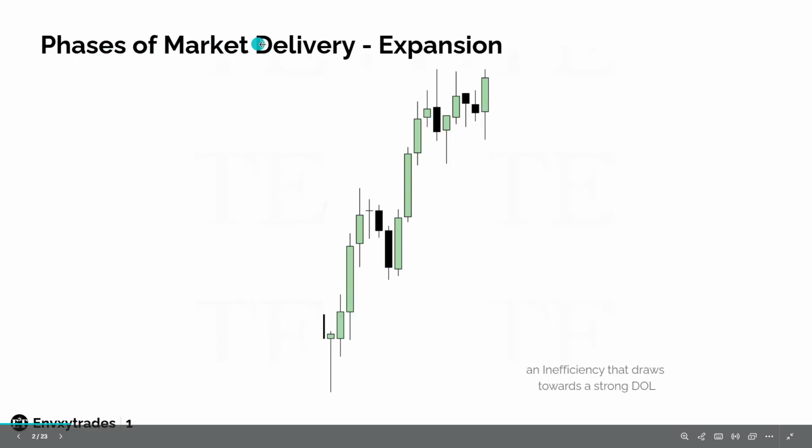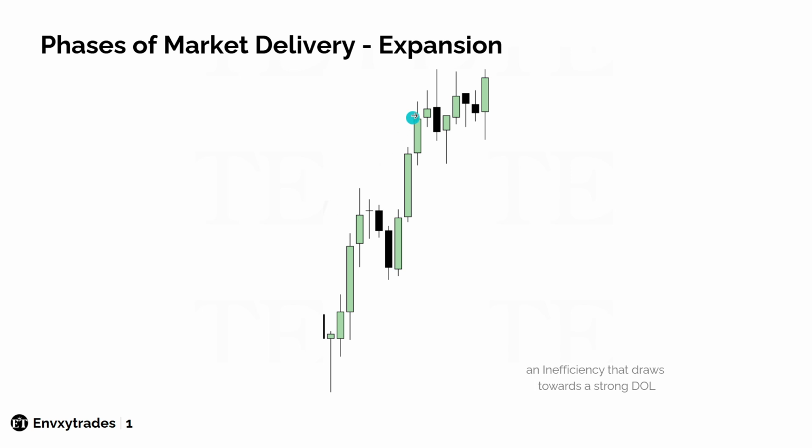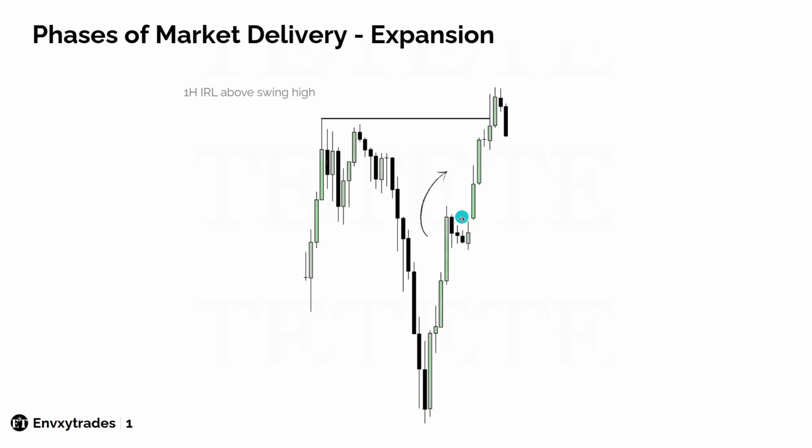The first phase of market delivery is expansion. All an expansion is an inefficiency that draws towards a strong drawn liquidity. As you can see, this expansion leg is just a bunch of green candles with barely any red candles that are shallow pullbacks. This is an example of an expansion. As you can clearly see, we have this nice expansion towards this 1 hour swing high. Expansions are caused by inefficiency in the market. We're barely having any retracements and we're slowly just pushing up higher.